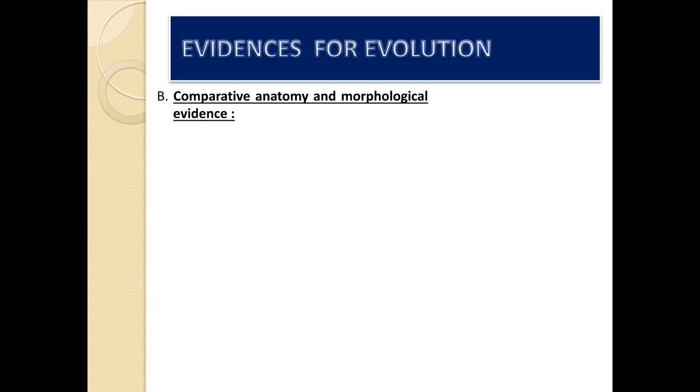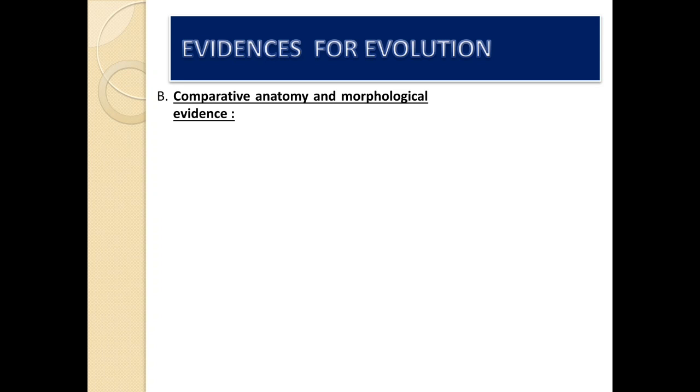So my dear student, today the second evidence is comparative anatomy and morphological evidence. Here we do a comparative study of anatomy and morphology. Anatomy means the internal structure of an organism, and morphology means the external structure of an organism. Clear? So here we talk about the internal structure of an organism and the external structure.